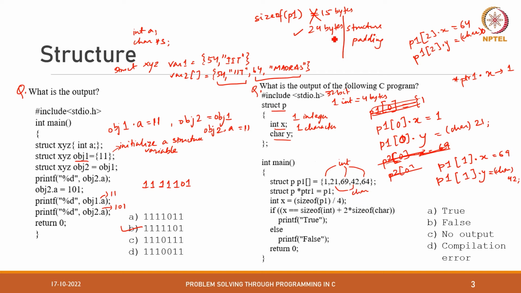Because it's 24 bytes, 24 by 4 will be 6, and that is basically equal to size of int, which is 4, plus twice the size of char, which is 2. So added up, 4 plus 2 is 6. So x is equal to 6, which is true. So here true will be the answer. I'll just explain why it became 24 bytes instead of 15.